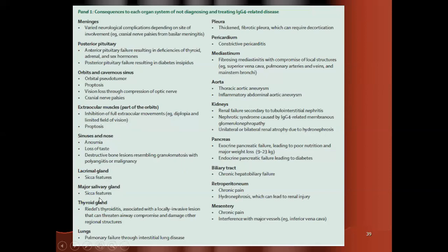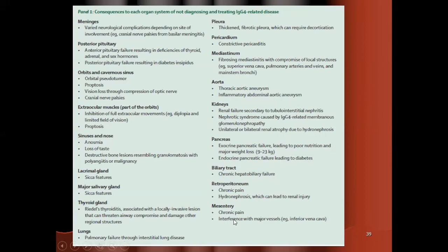Major salivary gland involvement causes dry mouth. Thyroid gland: Riedel's thyroiditis, the woody gland, but Hashimoto's is not part of IgG4 related disease, only Riedel's thyroiditis. Pulmonary nodules, pleural thickening and fibrotic pleura, pericardium with constrictive pericarditis, fibrosing mediastinitis, thoracic aortic aneurysm or inflammatory abdominal aortic aneurysm, renal affection as we mentioned. Pancreas: either endocrine pancreatic failure leading to diabetes, which is more common than exocrine pancreatic affection. Biliary tract: chronic hepatobiliary failure.